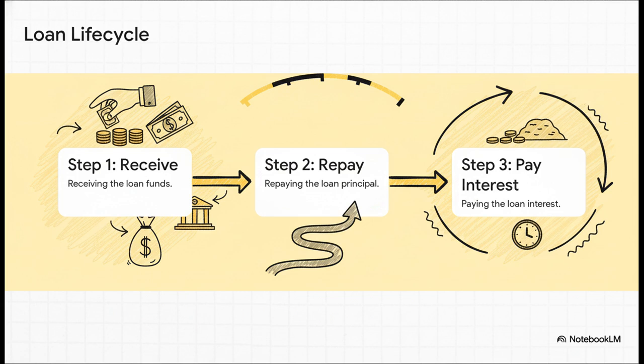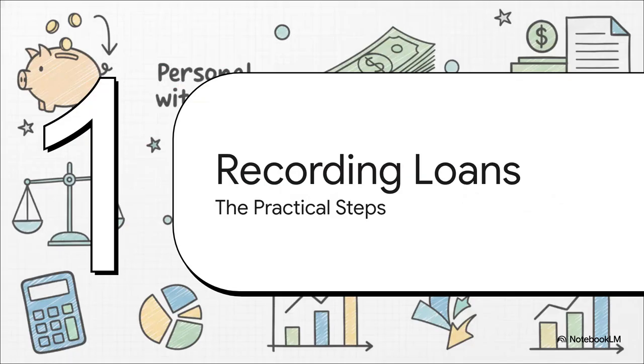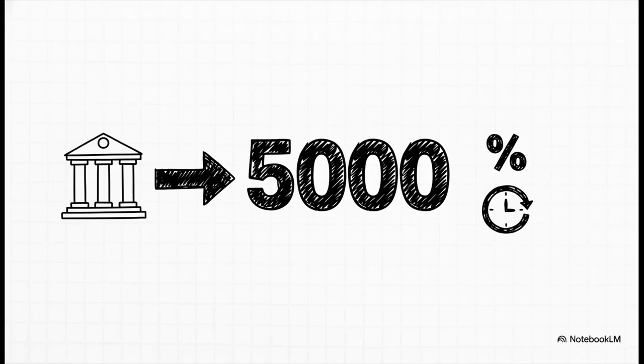First, getting the cash. Second, paying back the actual money you borrowed. That's the principal. And third, paying for the privilege of borrowing that money, and that's the interest. So let's break it down and walk through a really clear example to see exactly how each of these stages gets recorded in practice.